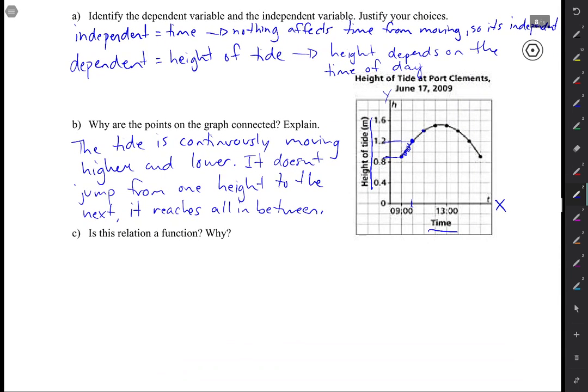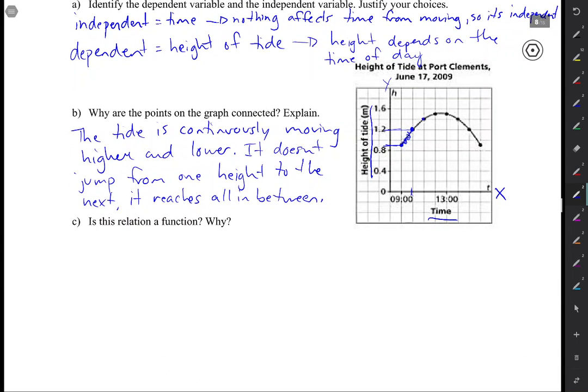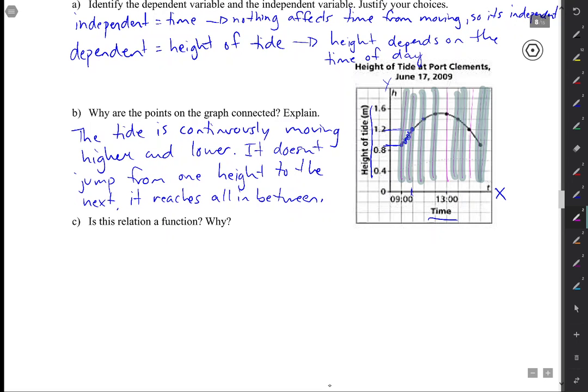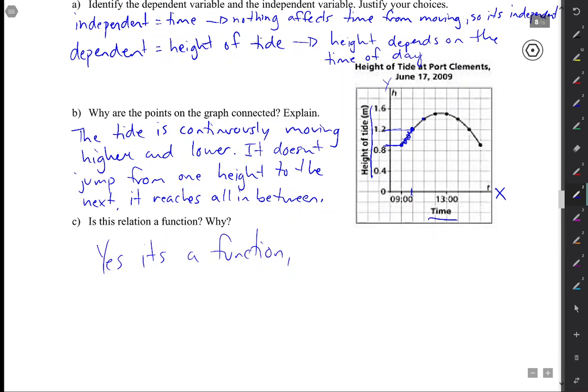So next, let's see, is this relation a function? Why? Well, let's do our vertical line test. Now, I don't have a vertical line to run across the page, but just imagine you take your pencil and you go across the whole graph like so with your vertical line, and you don't have to write on your graph, but you would get across the entire graph, and never will that vertical line hit the graph in more than one spot. Therefore, yes, it's a function, and it's because it passes the vertical line test.